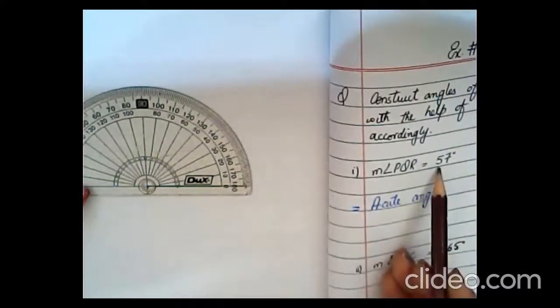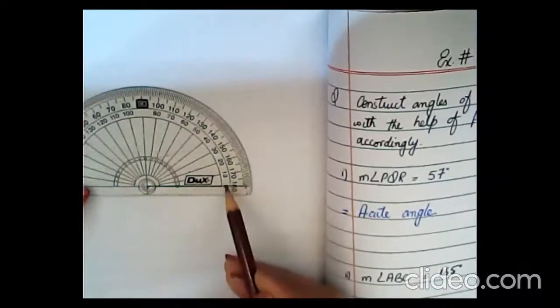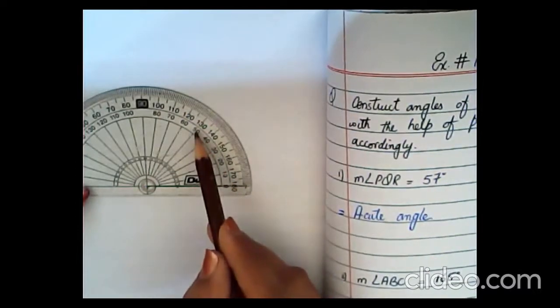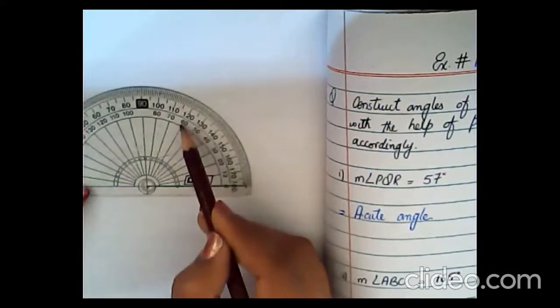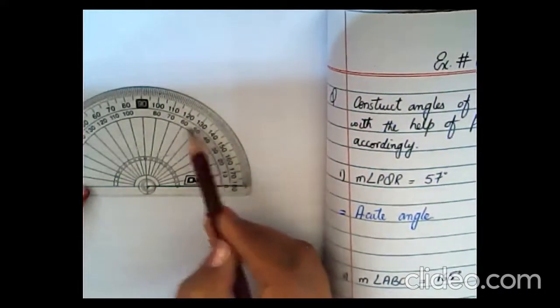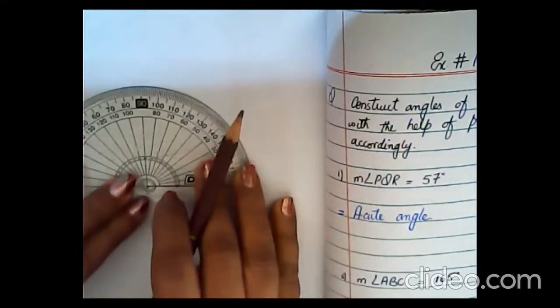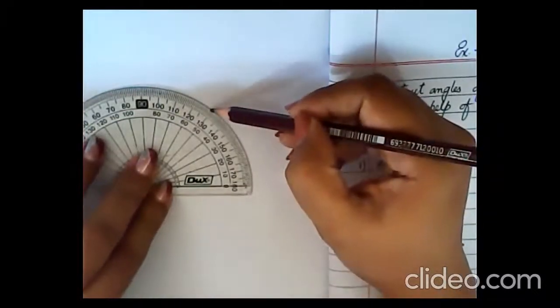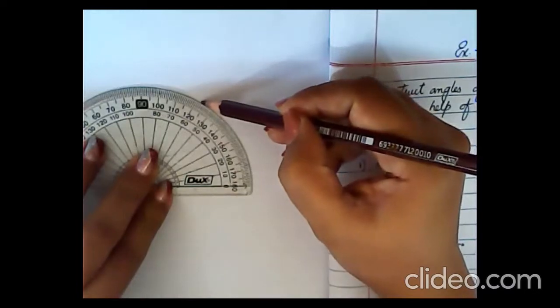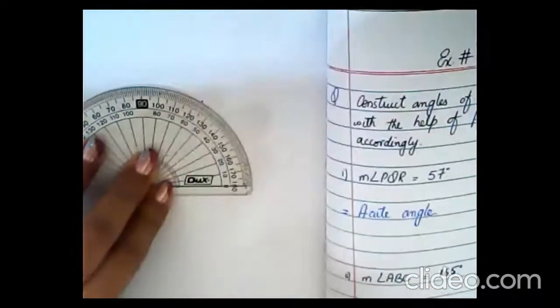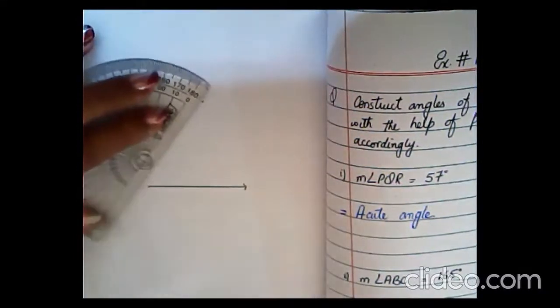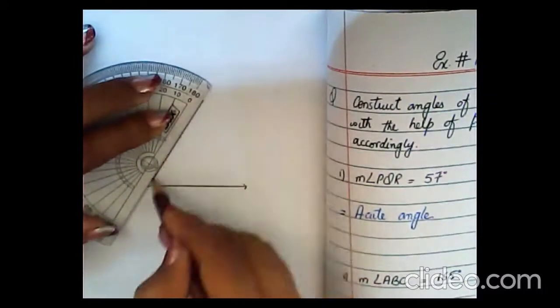So you have to form the angle of 57 degrees. This is 0, 10, 20, 30, 40, 50, this is 55 and this is 60. So 57 will lie in between 50 and 60. This is 55, 56 and 57. You will make the point here and then simply join it with the end point of your first ray. Then place the arrow here.